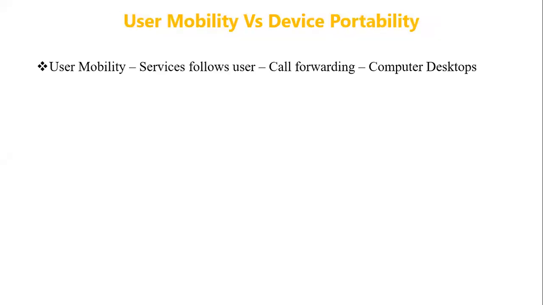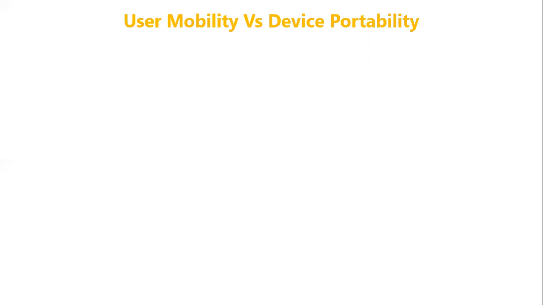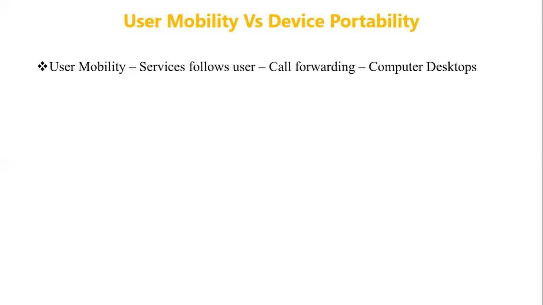Now let us try to understand the difference between user mobility and device portability. When we say user mobility, it means that the user is moving from one place to another place, but whatever wireless services he is availing in his original place, the services follow the user irrespective of where he is. That feature is called user mobility.